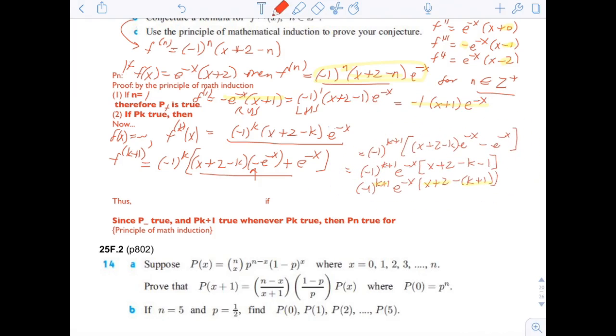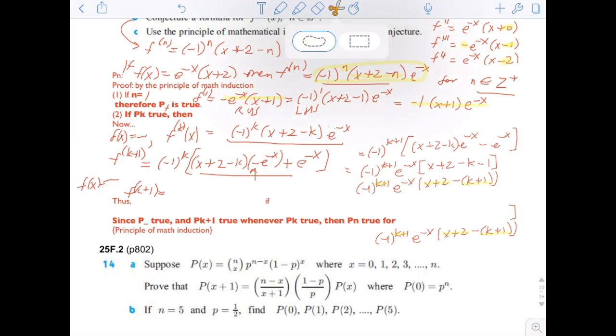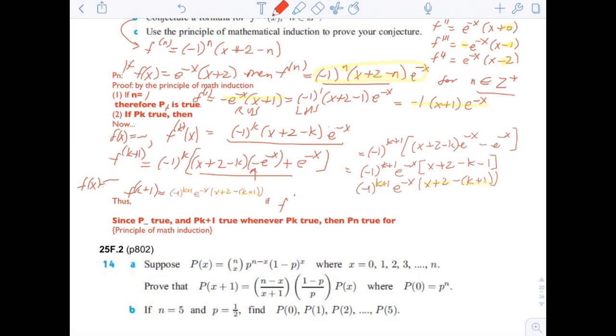Okay. So now I'm going to say, thus, the k plus 1th derivative of that function. So the function is blah, blah, blah. Right? And the k plus 1th derivative is equal to this thing here. Make it smaller. If, and now we're going to put the original kth derivative expression, which was here, negative 1 to the k, x plus 2 minus k, e to the negative x.